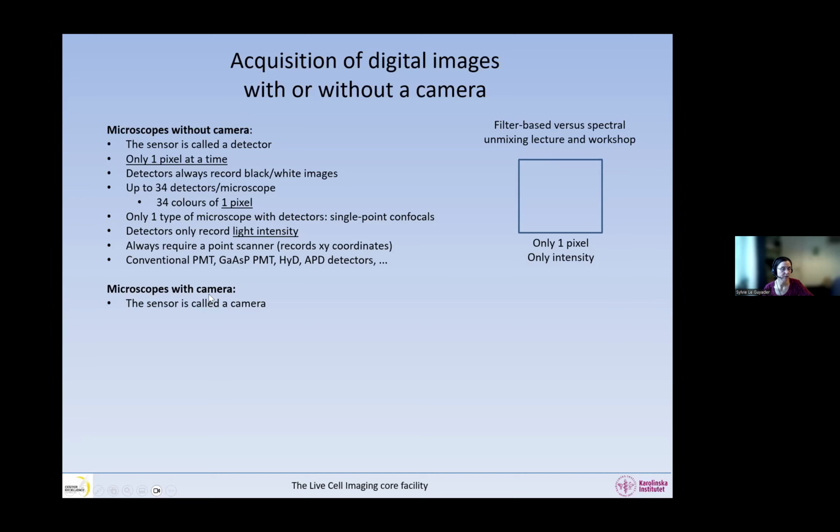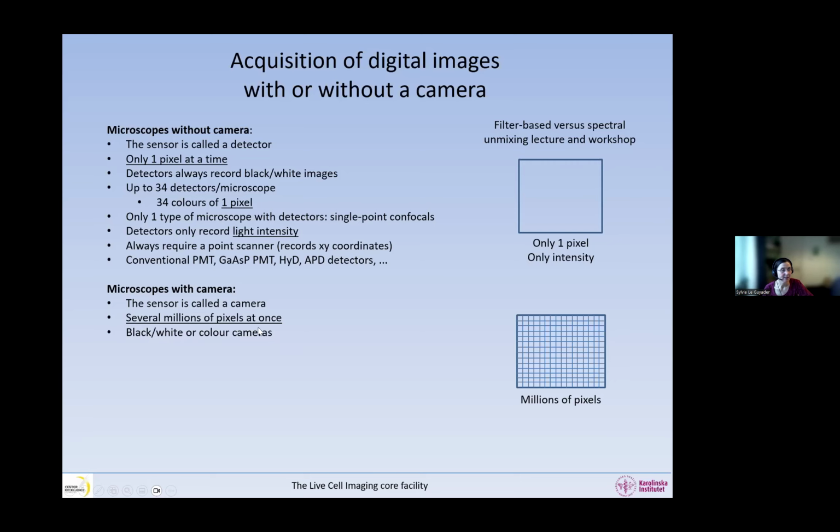Now, if we look at the microscopes that have a camera, the sensor is a camera. Each camera records several millions of pixels at the same time. So several millions versus one, right? I didn't put several millions in here, but it is. So the cameras can be either black and white or color, but the color cameras are less sensitive than the black and white cameras. So for high-end applications, what we do in general, we would use a black and white camera. And then at the hospital, very often they use color cameras.